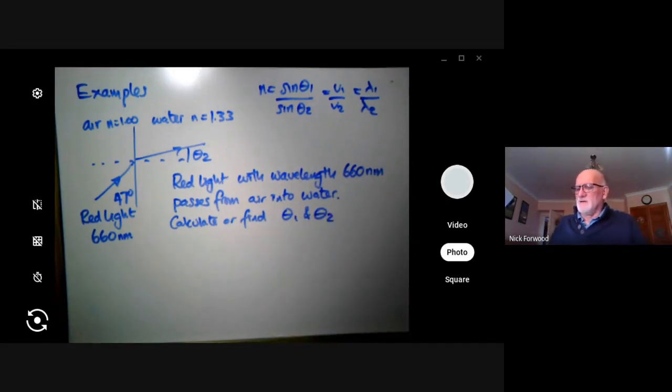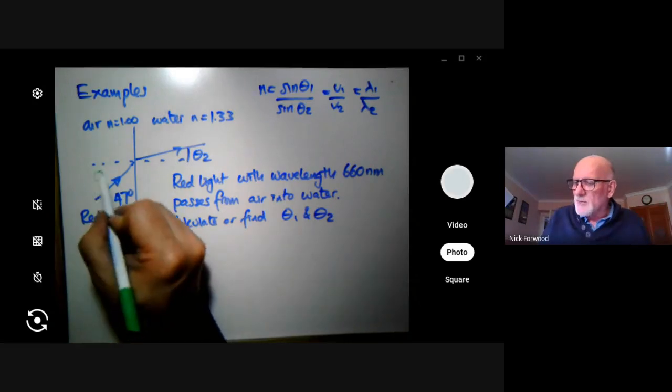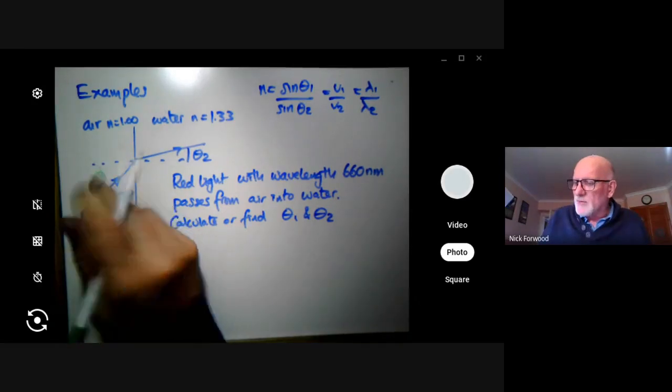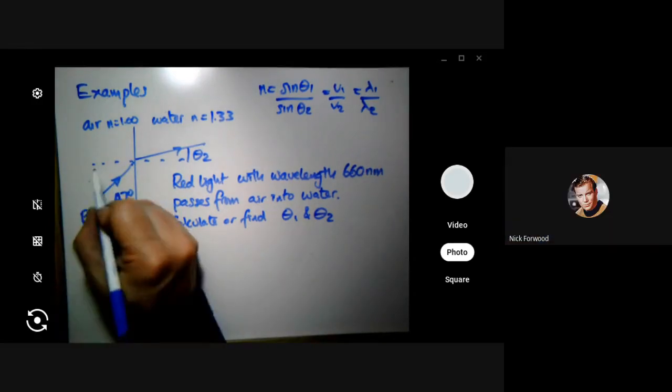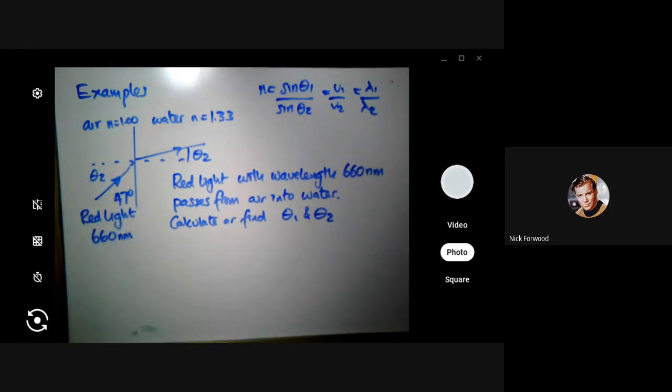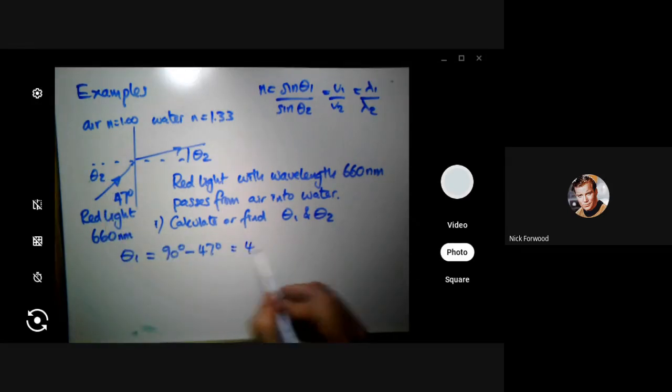Okay, and once again, you should notice straight away that this is not theta 2. Theta 2 is the angle between the ray of light and the normal. So here we go, calculate or find theta 1 and theta 2. Theta 1 is 90 degrees, take away that other angle. So that must mean it's 43 degrees.